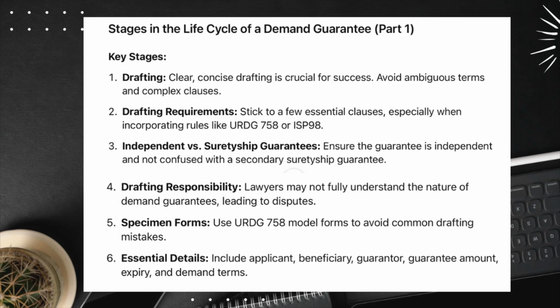A good starting point for drafting a demand guarantee subject to URDG 758 is the specimen forms in the annex at the back of the URDG 758 booklet published by ICC. Using the URDG and their model forms helps to neutralize difficult drafting in guarantee drafting. More importantly, it results in a concise text, since all 35 URDG articles are deemed to be a part of the guarantee by virtue of the reference to the URDG.